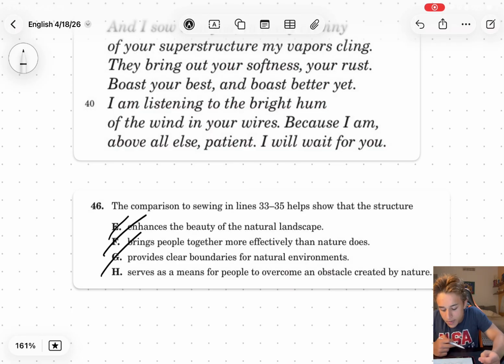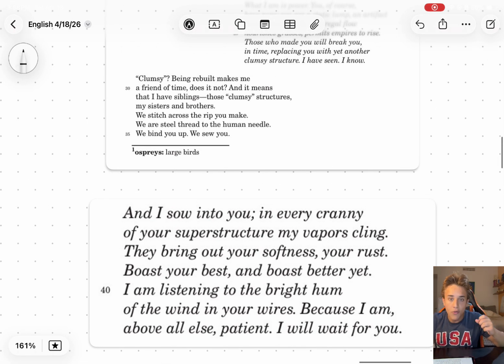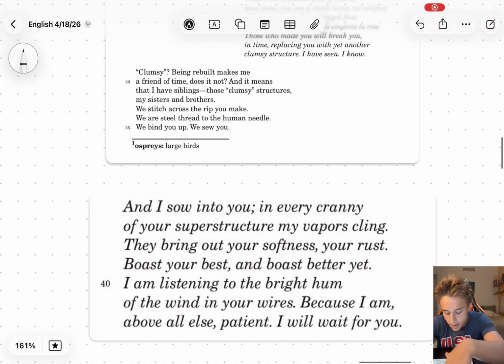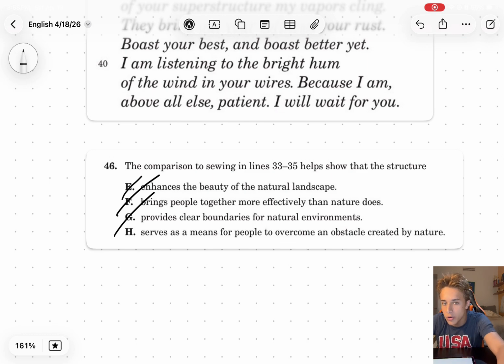And H serves as a means for people to overcome an obstacle created by nature. Well, we actually know that this is probably the answer, because first of all, we've eliminated the first three, but also it talks about how it fixes nature, it goes against nature, it essentially acts as a counteraction to whatever nature does. So if, for example, there was an obstacle created by nature, then it would be fixing it, or it would be the way to get around this obstacle. So the correct answer is answer choice H.